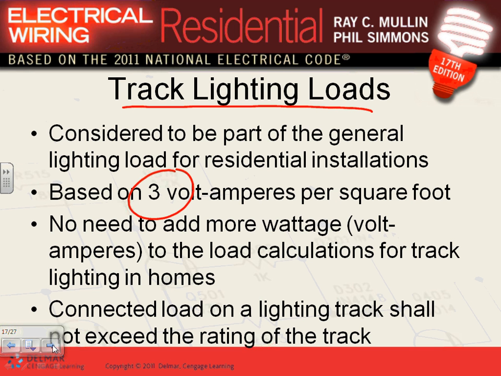If you're putting in track lights, obviously the light load shall not exceed the rating of the track. I mean, if the track says 15 amp, you don't want to put a 20 amp circuit on it. Any question, guys, about track lights? We don't have track lights in the project, but if you were to have track lights, you don't have to add more volt amps.